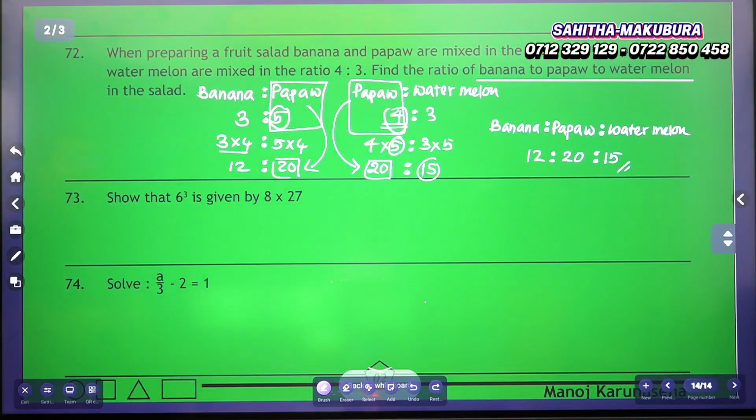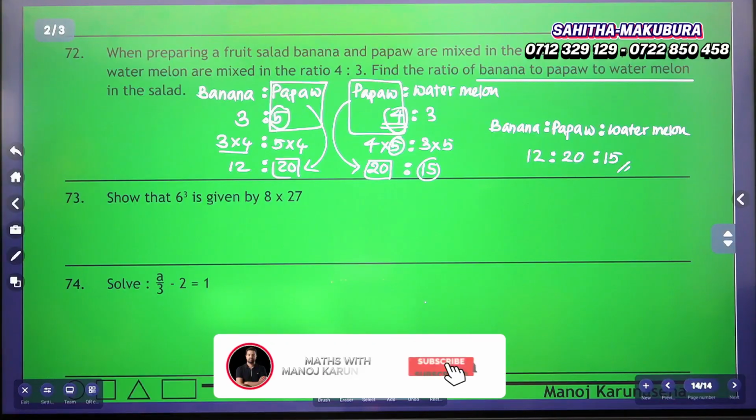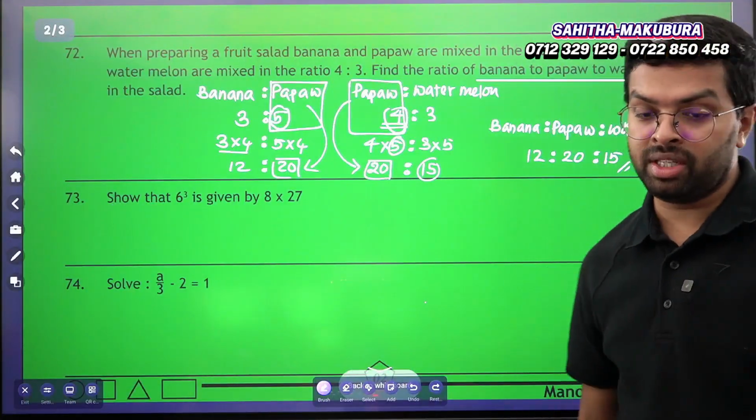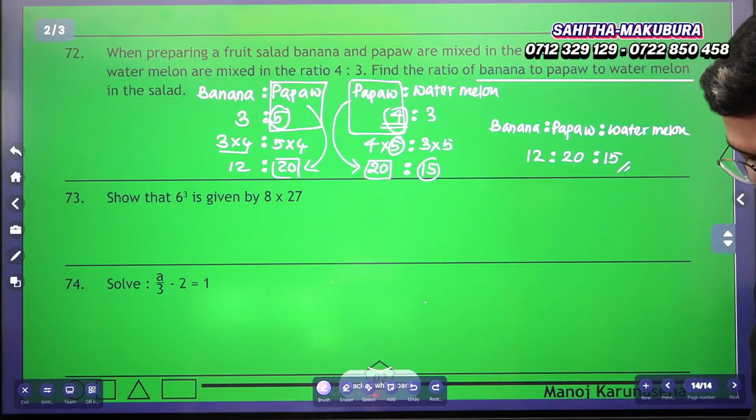Question 73. Show that 6 to the power 3 is given by 8 times 27.